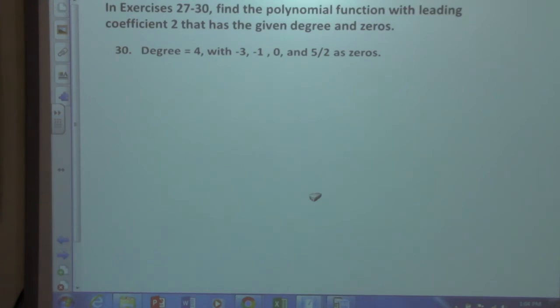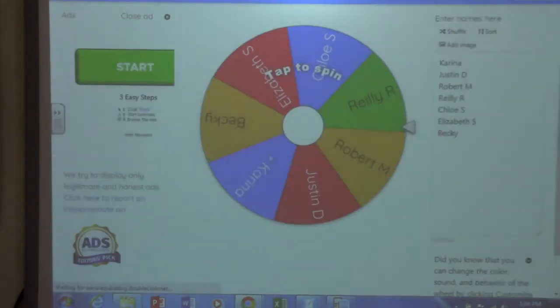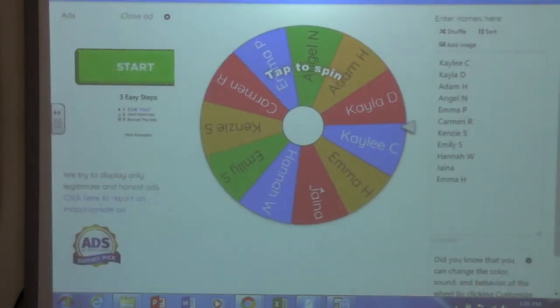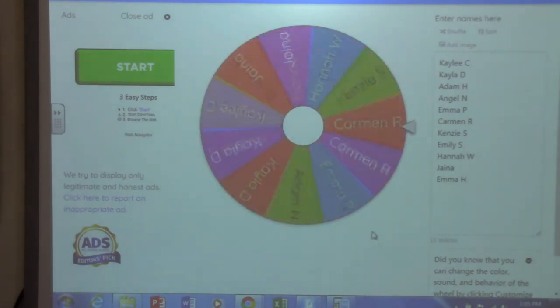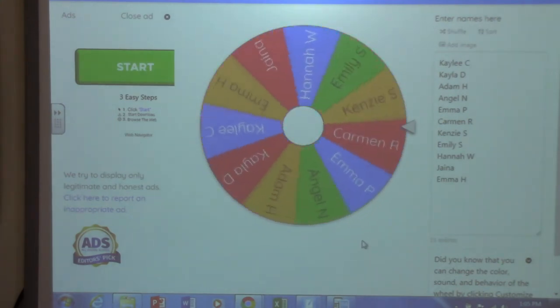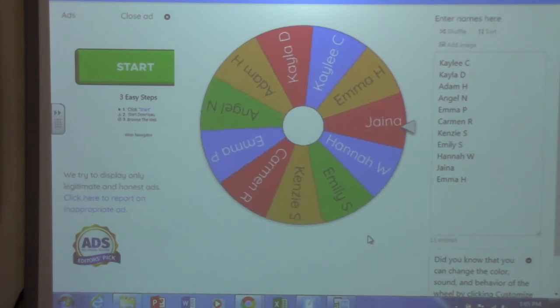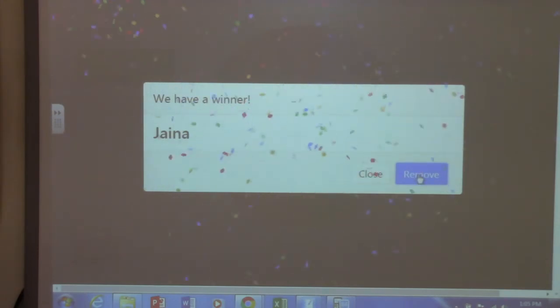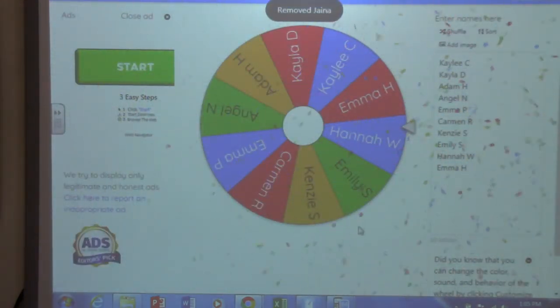Okay, we're ready to spin our wheel? What about you, Adam? Did you get this one? No, I'm kind of stuck. You're stuck? All right. Let's go spin the wheel. Hey, and of course, we know Emma's not here. We know Angel's not here. Jana, are you ready for this? Jana's not, so Jana takes a pass. She's kind of new back to the class, too.